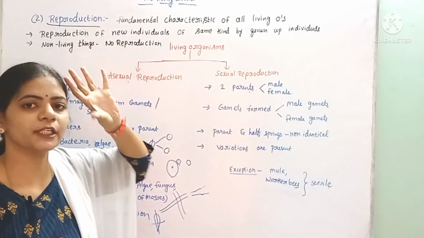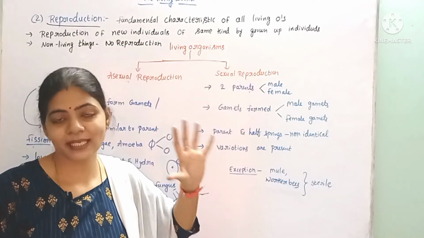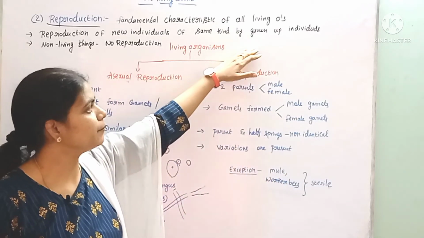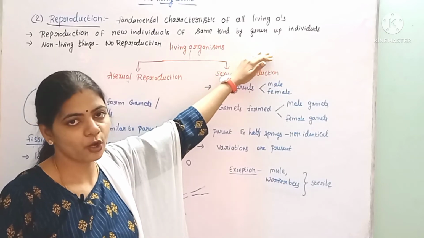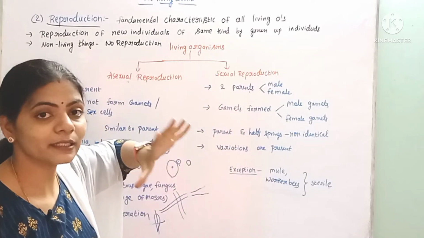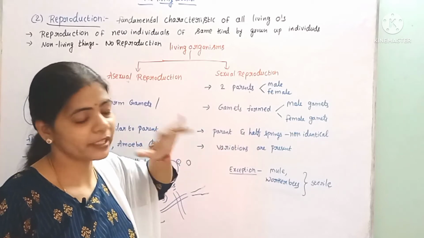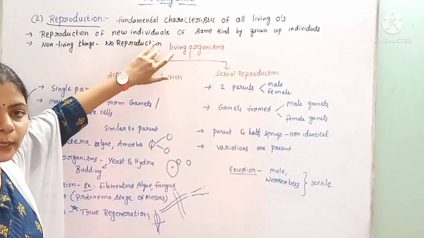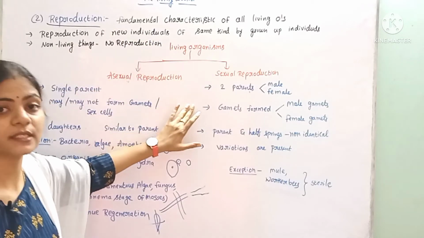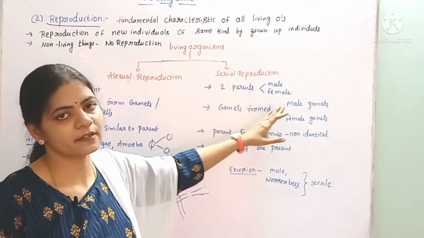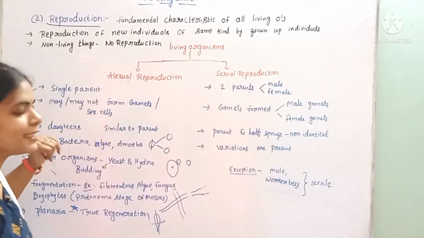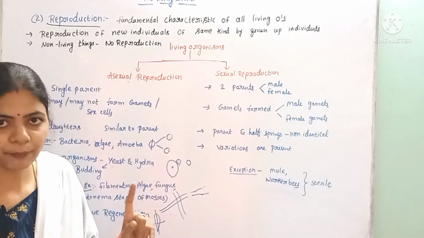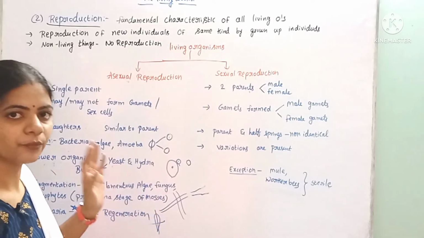For example, from a dog, only a dog is produced. The same kind of individual is produced from the organism. And when will living organisms reproduce? When they reach a certain age, when they have fully grown up, then only will they undergo the reproduction procedure. In living organisms, there are two types of reproduction: asexual reproduction and sexual reproduction. In asexual reproduction, only one parent is involved.